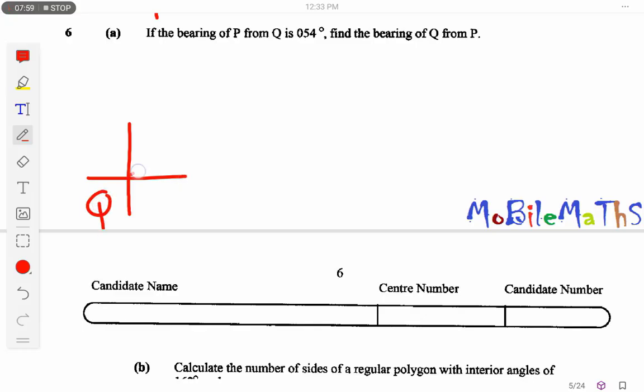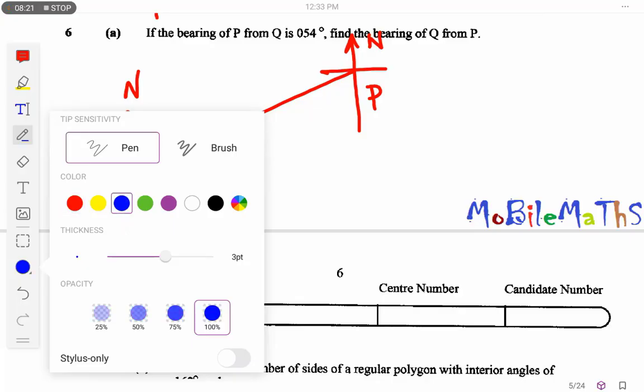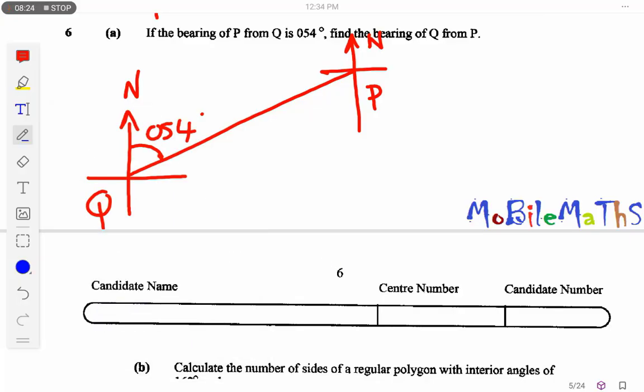And from Q to P, this will be my P here. It's going to be this angle there. This is my north, and at this point this is also my north. This angle here is 054 degrees. Okay, so that's what it means, because we are saying the bearing of P from Q, so you'll be viewing P from this point here. So the angle is going to be this one. Okay, fine.